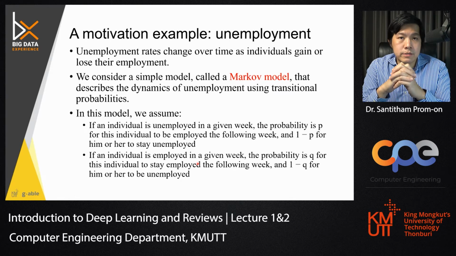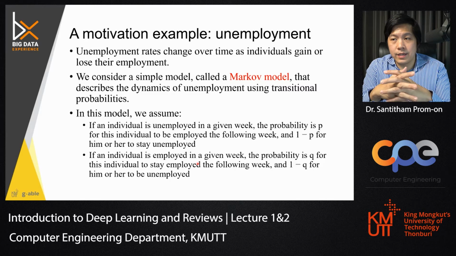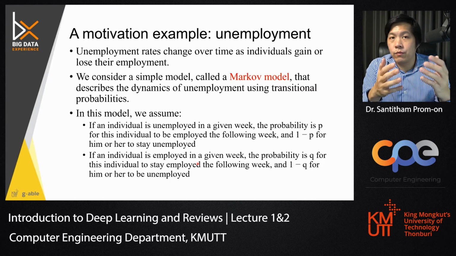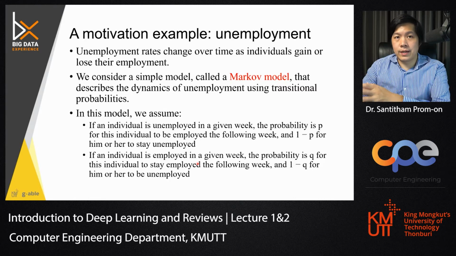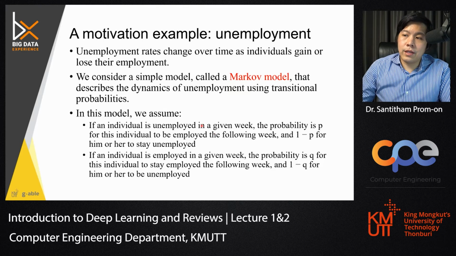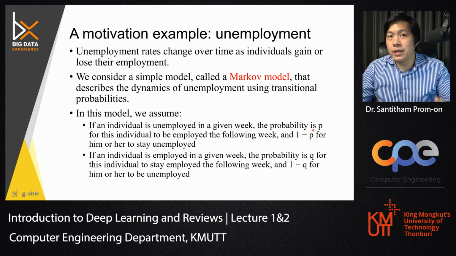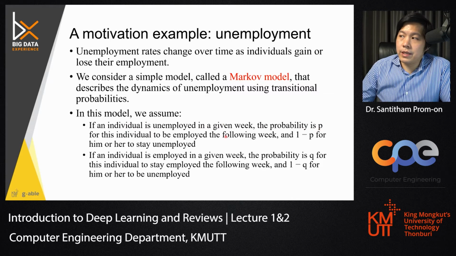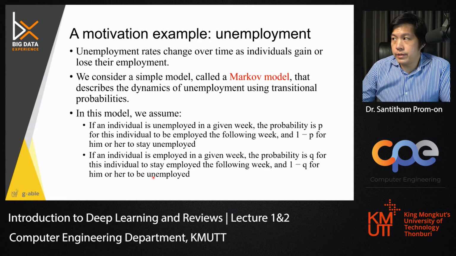The Markov model explains the transition between states as a dynamical process. What does that mean? It means that when you are in one state, you have a chance to transition to another state. Suppose an individual is currently unemployed. There is a probability P for them to be employed in the next week, and 1 minus P to stay unemployed. If the individual is employed in a certain week, there is probability Q to stay employed, and 1 minus Q to become unemployed.